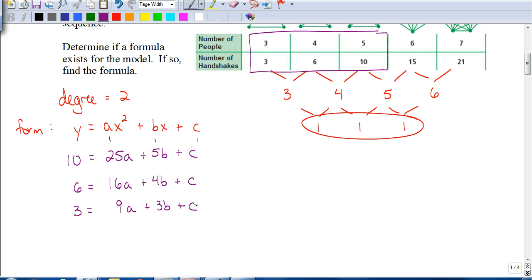Now I'm going to use this. Right now this is 3 equations with 3 different variables. I want to break this down to be 2 equations with 2 variables, and then break that down to be 1 equation with 1 variable. And here's how we're going to do that.